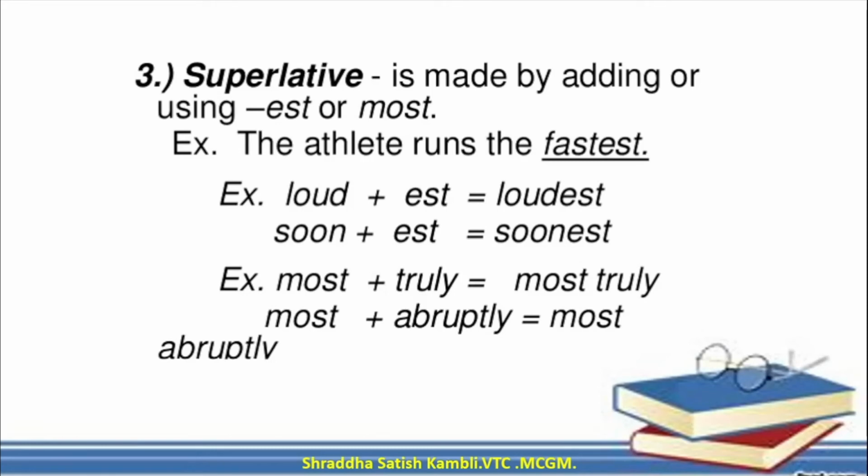So you have the son running, you have the father running, but who's the fastest? It is the athlete. So you have loud becoming loudest, soon becoming soonest, and you also have certain words like truly. So instead of saying truliest, you say most truly. Abruptly, most abruptly. So you will see that most of the adverbs which are ending in ly add more and most when you're making the comparative and the superlative degree. Okay, so this was about the degrees of comparison in adverbs.